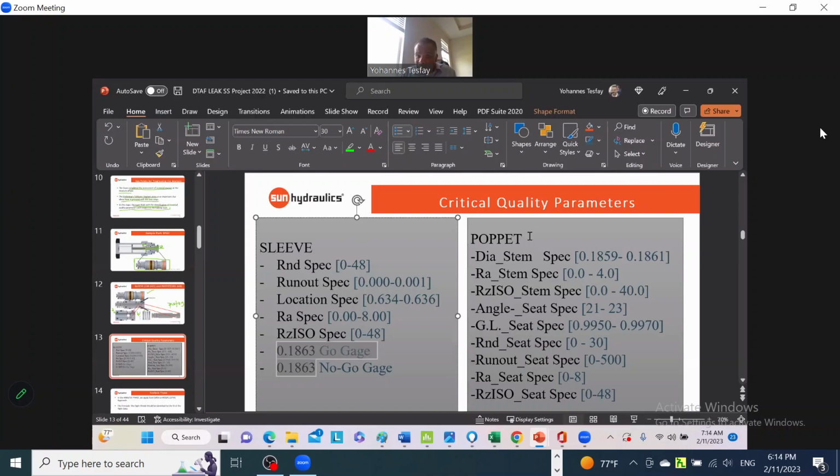And from the poppet: stem diameter, RA, which is surface roughness, and RZ, surface roughness. Theta angle, I already told you earlier. Gauge length, that's the overall length of the part. And roundness, a seat spec, roundness on the seat, runout on the seat. RA, that's also roughness on the seat, and RZ. So those are the critical parameters for the leak.